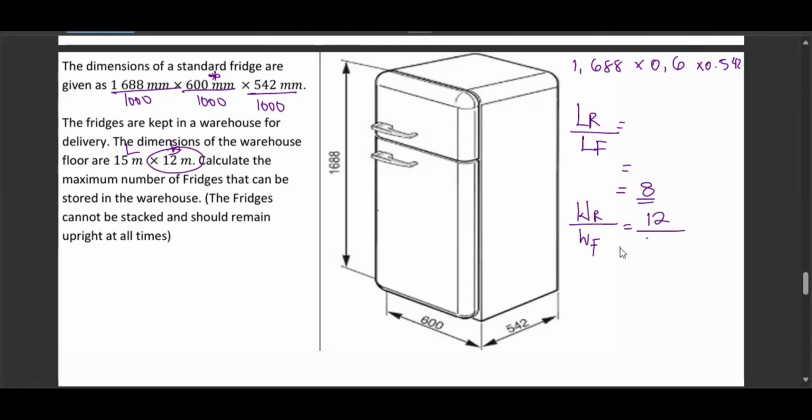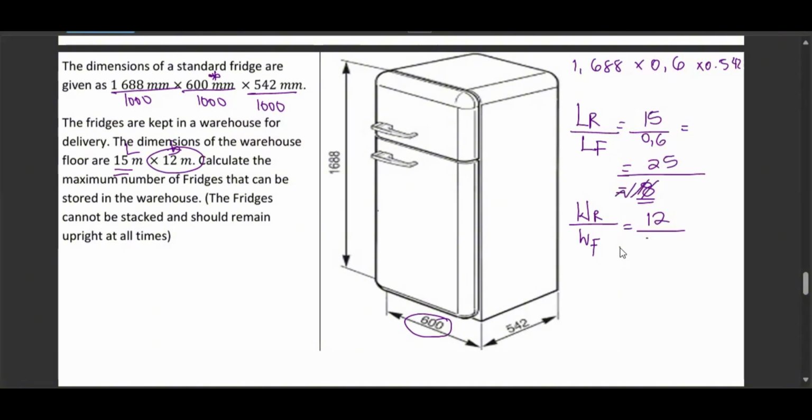Please take note. The length of the room is 15 meters. We are dividing by the length of the fridge, which is 600 millimeters. So when you turn it into meters, it's 0,6. So 15 divided by 0,6, you have 25. So we shall have 25 fridges on the long side of the room.